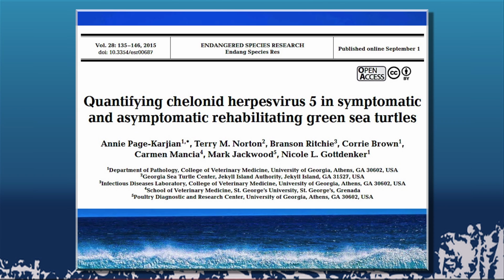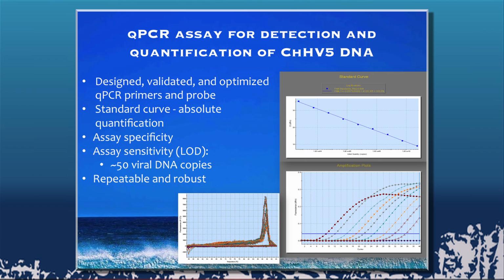So changing gears, I did a follow-up study of rehabilitating green sea turtles using molecular biology to try to get a better idea of the herpes virus itself. For this study, I developed, validated, and optimized a PCR assay. PCR stands for polymerase chain reaction. It's just a way for us to detect and quantify pathogen DNA. In this method, we can provide absolute quantification of viral DNA. The assay is extremely specific, it's very sensitive, and it's repeatable and robust.